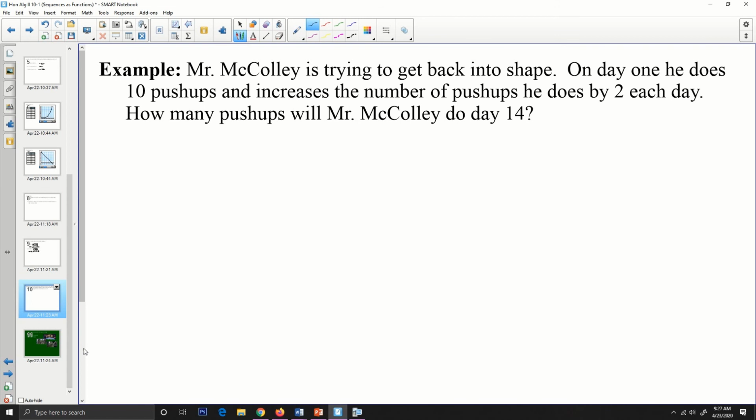All right, Mr. McColley is trying to get back into shape. On day 1, he does 10 push-ups and increases the number of push-ups he does by 2 each day. How many push-ups will Mr. McColley do on day 14? All right, so this one here is a little bit misleading, because your first thought is to say, 14 times 2, that would be 28, I'm going to add it to 10.